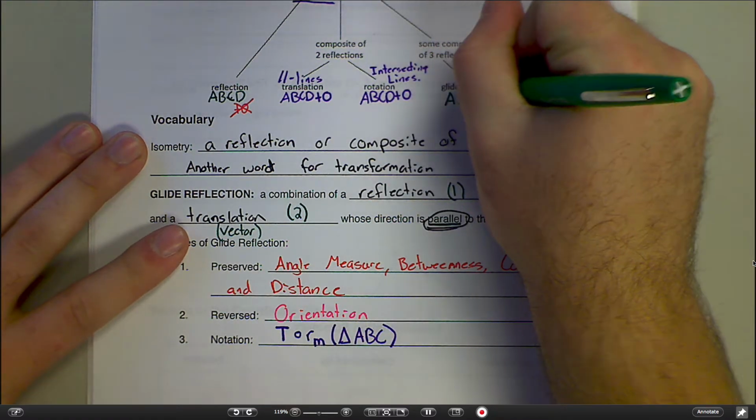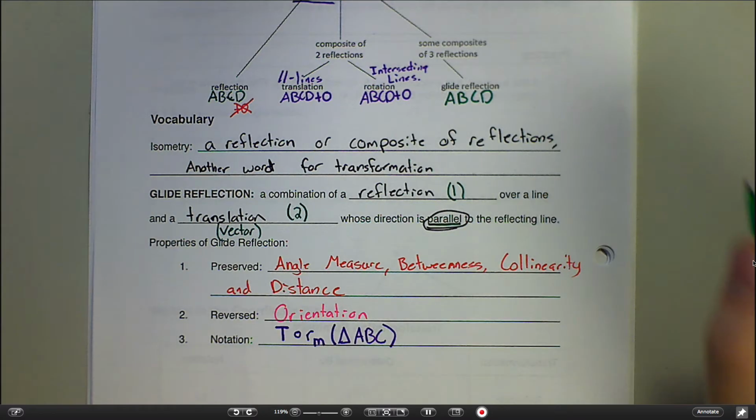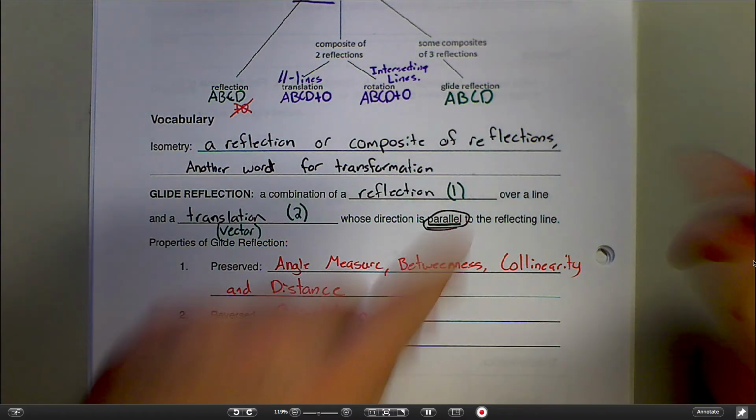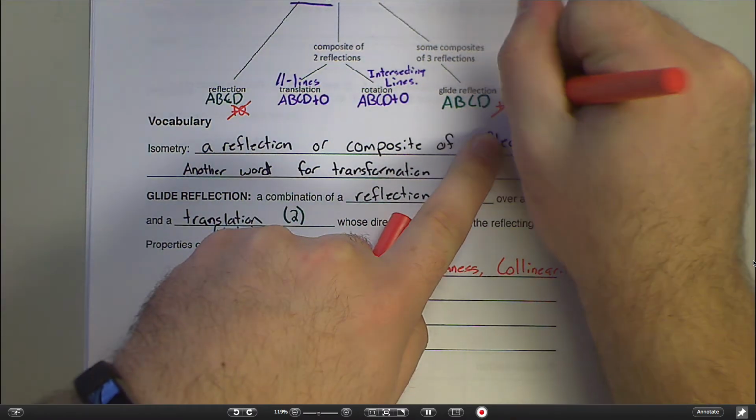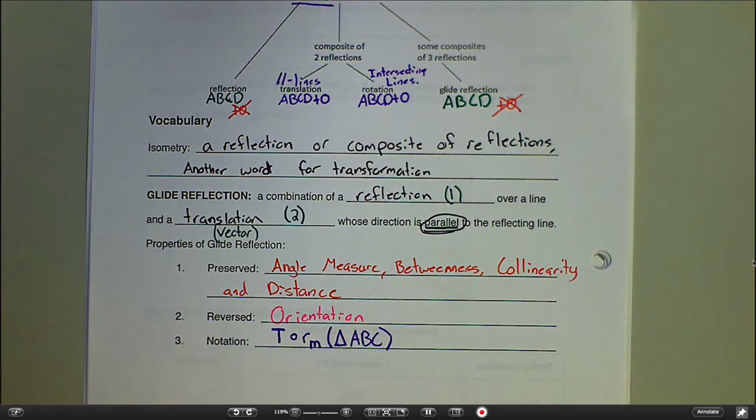For a glide reflection, we still have A, B, C, and D. We have angle measures, betweenness, collinearity, and distance. But the orientation now, again, is not preserved. So that orientation is no good. That one is not going to be preserved. It's not going to be the same thing.